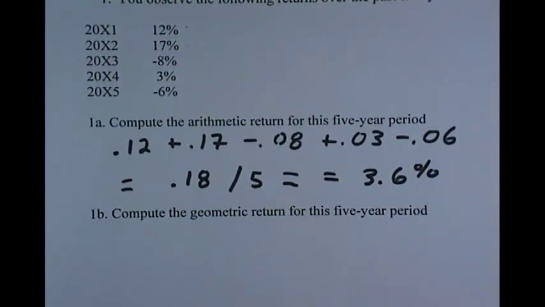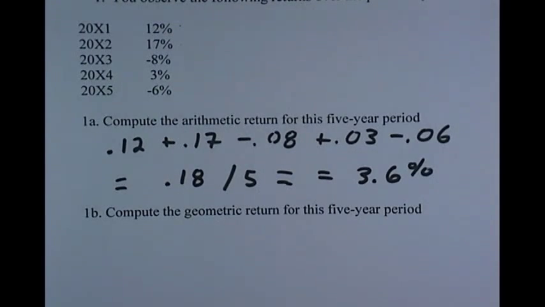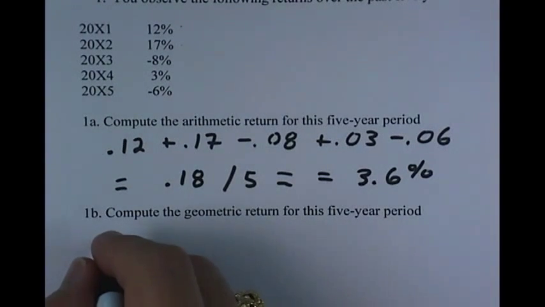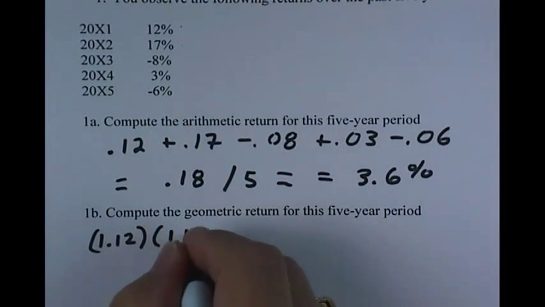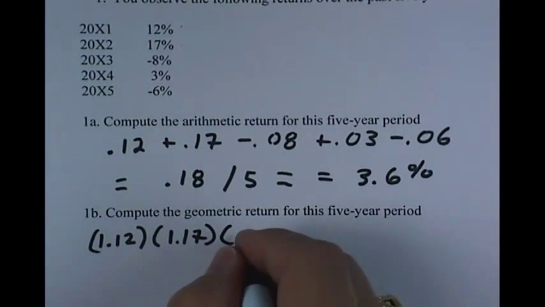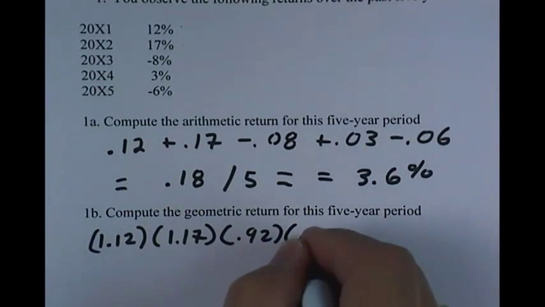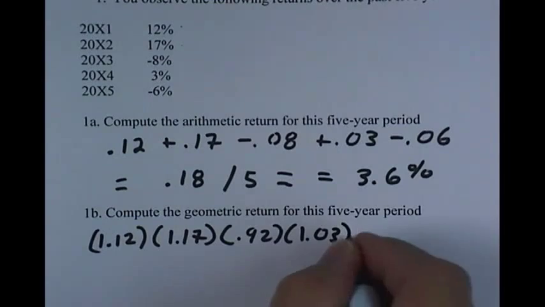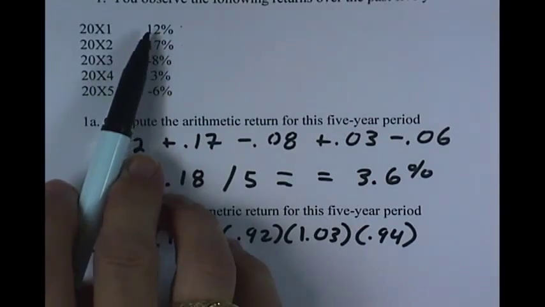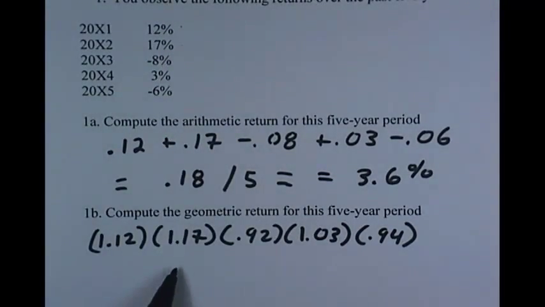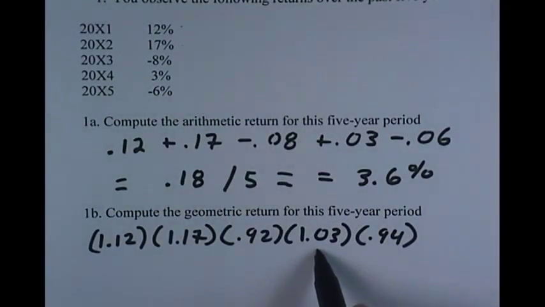For the geometric return, I need to compound all those returns across the 5-year period of time. So let me create the compound result by adding 1 plus each of those returns and multiplying them together. So I took 1 plus the 12% rate, 1 plus the 17% rate, 1 plus the negative 8% rate, 1 plus the 3% rate, and 1 plus the negative 6% rate.